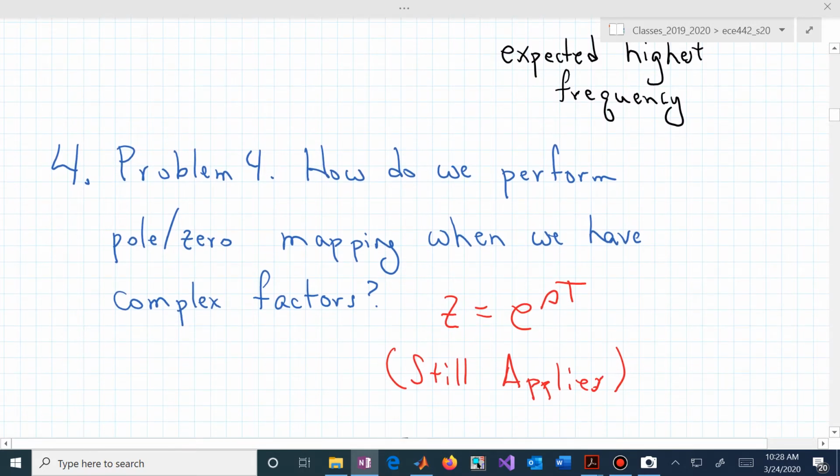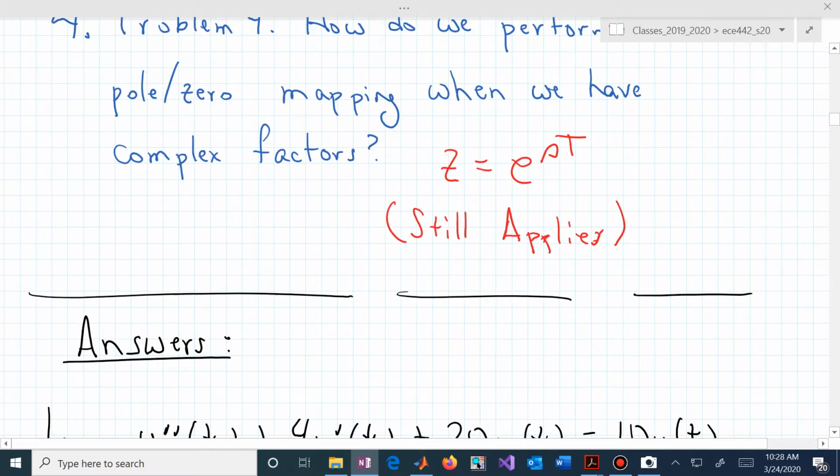And the last problem that we'll talk about deals with homework set number 4, problem 4: how do we perform pole zero mapping when we have complex factors? And this relationship that we know, z is equal to e to the sT, still applies.